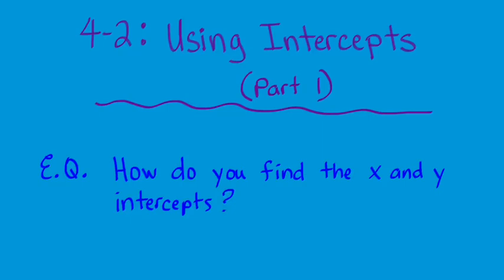Today we're going to be doing 4-2 part 1 and part 2 using intercepts. Last week we talked about what a linear function is. A linear function has a constant change in x and y. So it goes up and over or down and over, always consistently between each point, right? But now let's take a look at how we find x and y intercepts on a line.